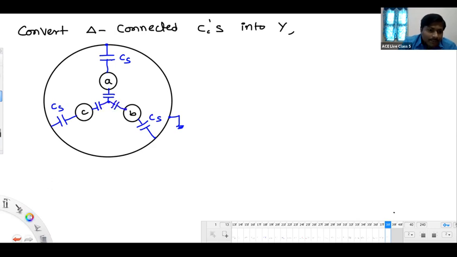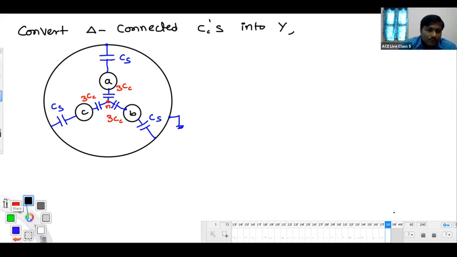Okay, and this point is called the neutral. What will be each capacitance here? In this star, what will be each capacitance value? 3 CC. By doing that delta to star conversion, each capacitance will come to be 3 CC.